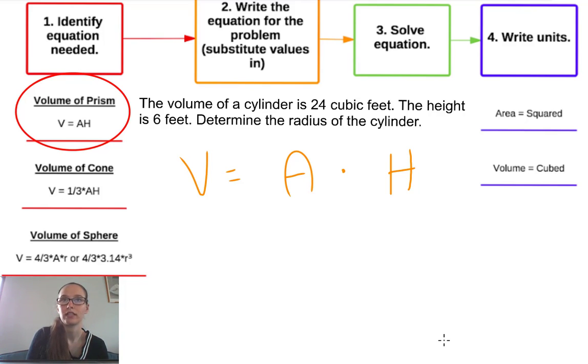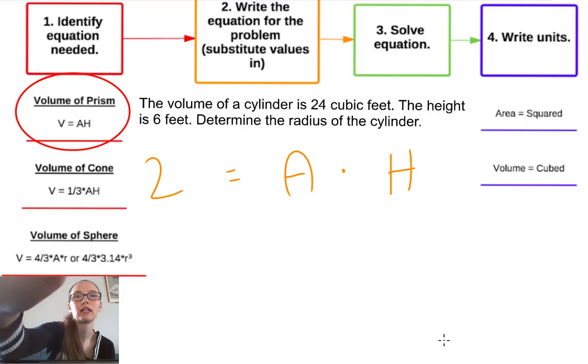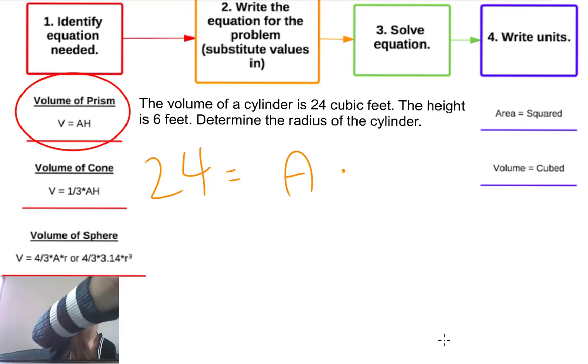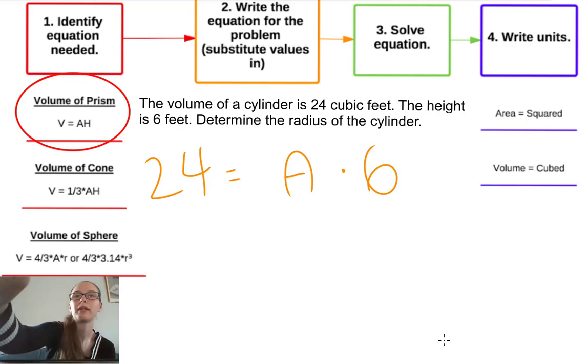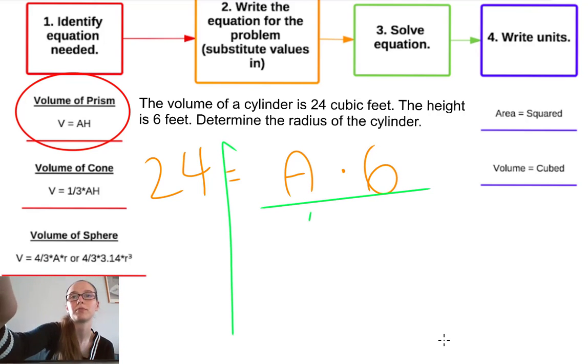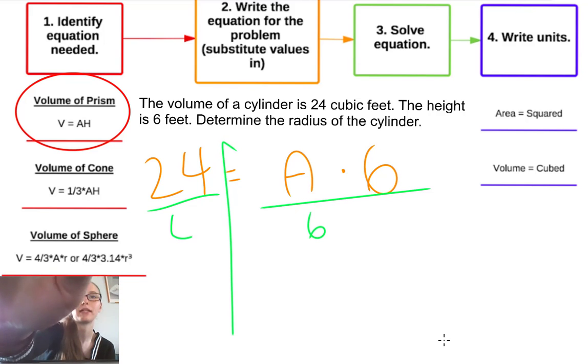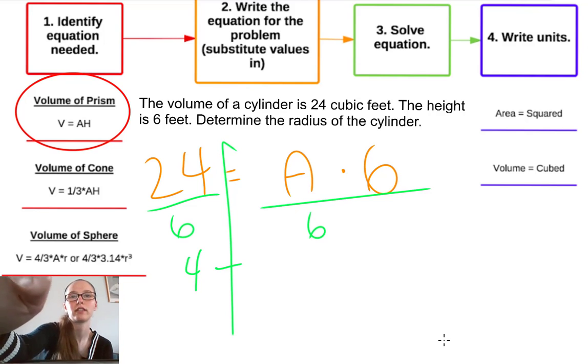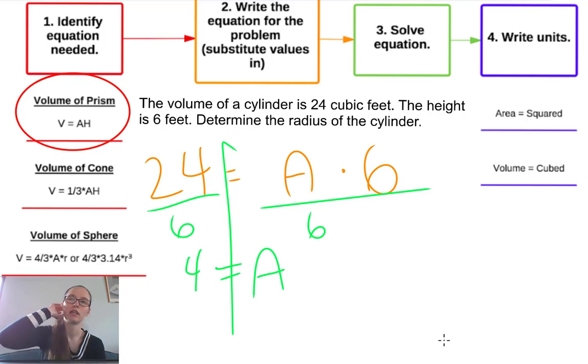So let's substitute the values we know in. We know the volume is 24 cubic feet, and we know the height is 6 feet. Then we have to solve the equation. Since we're multiplying a by 6, we divide it by 6. 24 divided by 6 is 4 equals a. Now it's not asking for the area, and that's what we have right now. We know the area of the base is 4.